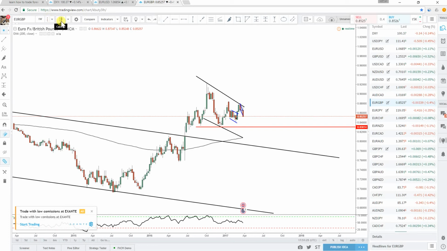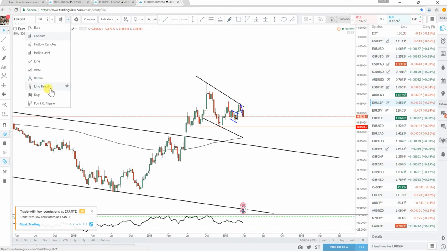So the candlestick chart, if you want to change that, there are many types of charts. There are bars, lines, Fibonacci, area, Renko, line break. All these are types of charts, and many traders use different ones. But the one that I'm using is a candlestick. Mostly all the traders that I know use a candlestick. That's why I want you to know about it.